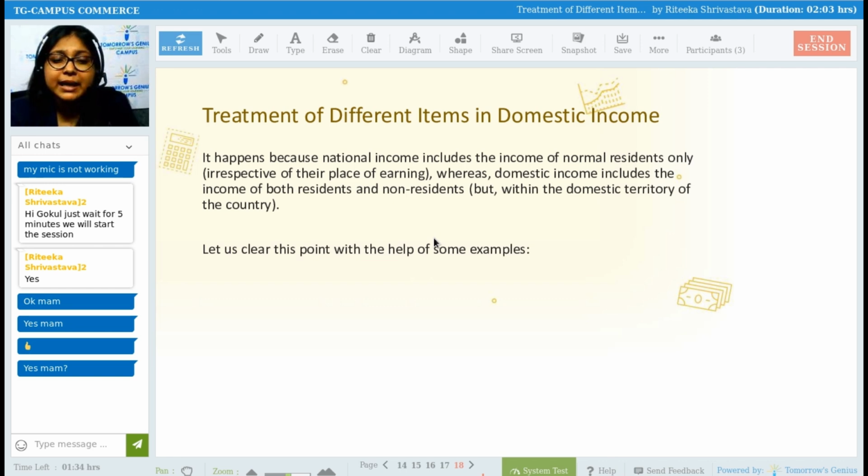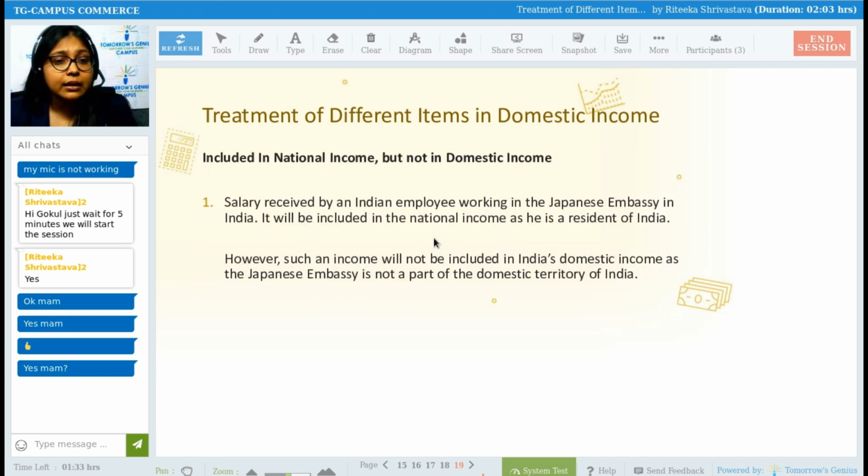So it happens. Why does it happen? Because national income includes the income of normal residents only, irrespective of their place of earning, whereas domestic income includes the income of both residents and non-residents, but within the domestic territory. Get the difference between domestic and national income very clearly, very thoroughly. Now, a few more examples they have given to you.